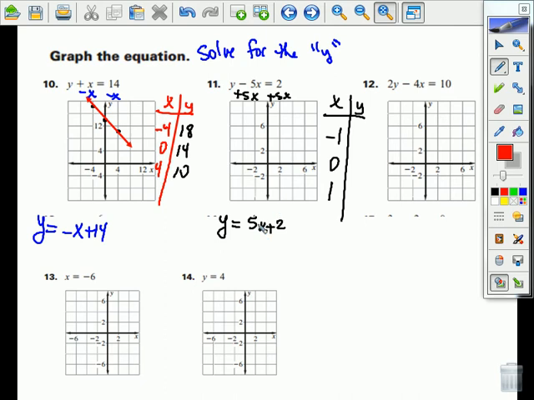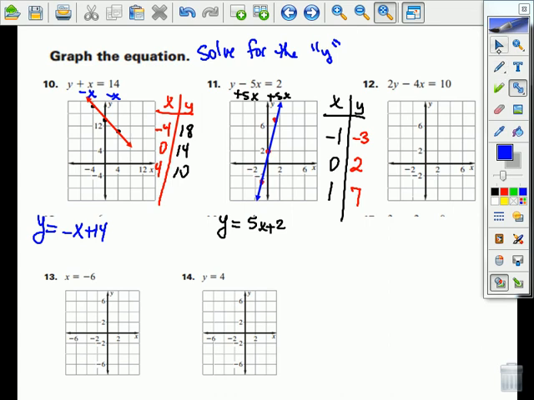So 5 times -1 is -5 plus 2 is -3. 5 times 0 is 0 plus 2 is 2. 5 times 1 is 5 plus 2 is 7. So I have -1, -3. 0 is 2. And at 1, it's 7. And this, just trust me, fits on so much better than my last one. And again, we have the arrows at both ends.